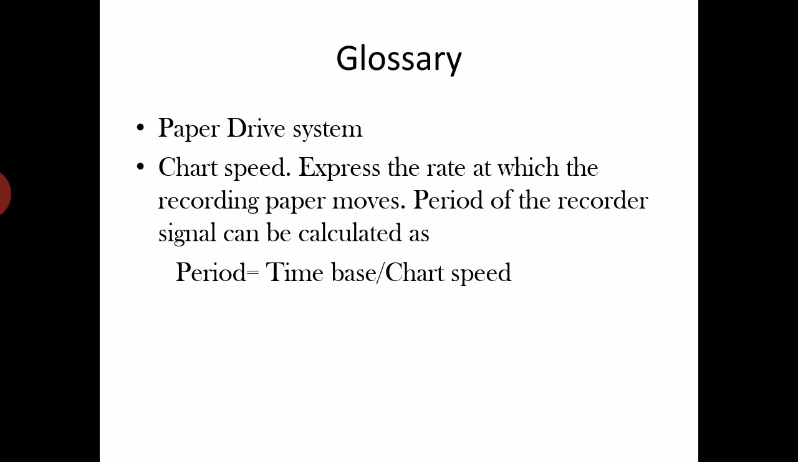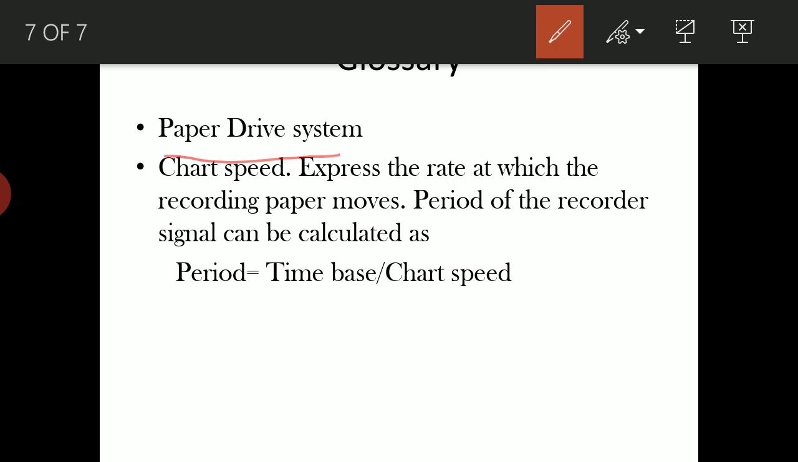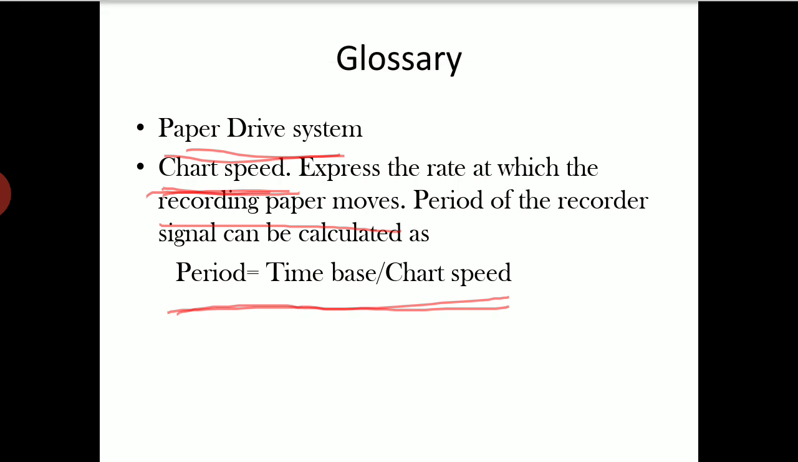Now some important terms corresponding to the strip chart recorder: the paper drive system, which we already learned here. The paper drive system helps to move the chart paper along the x-axis. Then chart speed is another important term. Chart speed is the rate at which the recording paper moves. Then the period of the recorded signal can be calculated from the chart speed. The period and the chart speed are related as: time period of the signal equals time base divided by chart speed. I hope you understood the basic functioning of a strip chart recorder.